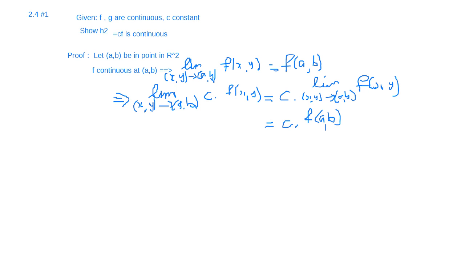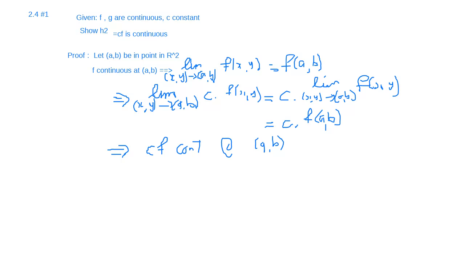In total, if the limit when xy tends to AB of c times f at xy is equal to c times f at AB, that is exactly what we need to be able to say that the function c times f is continuous at AB. I'm using terrible shorthand here just because it's difficult to write. And that's the total sum of the proof.